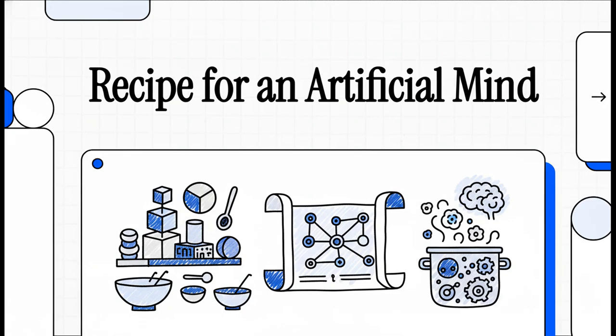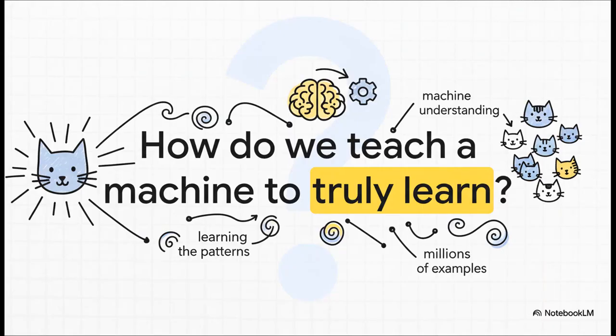Okay, so let's dive into the fascinating world of deep learning. We're going to frame this as a recipe, the ingredients, the blueprint, and the whole cooking process for creating something like an artificial mind. So here's the fundamental question, right? How do you actually get a machine to understand something complex, like, say, what a cat looks like?